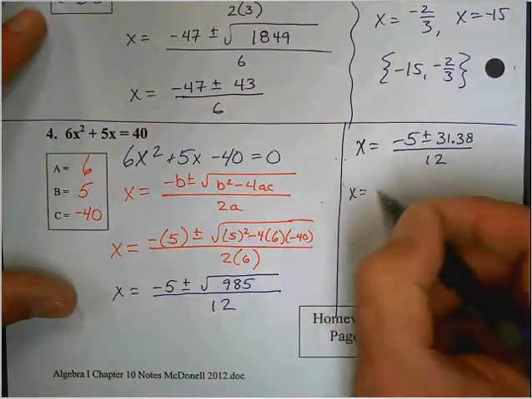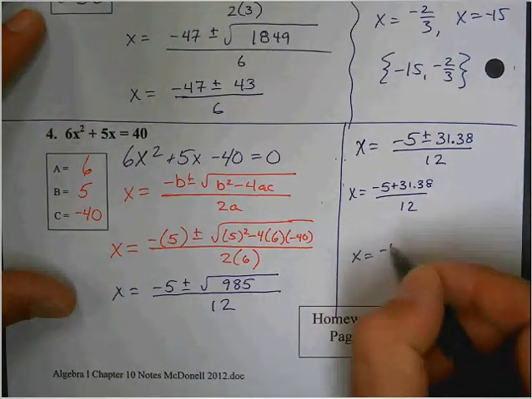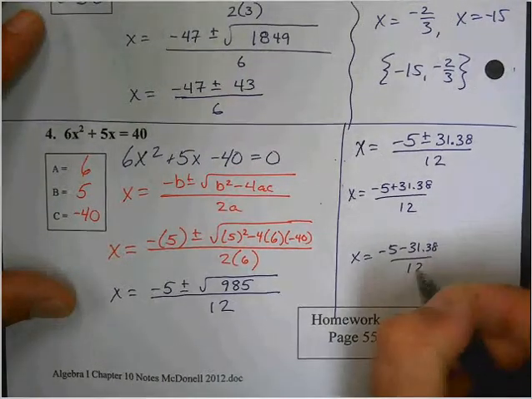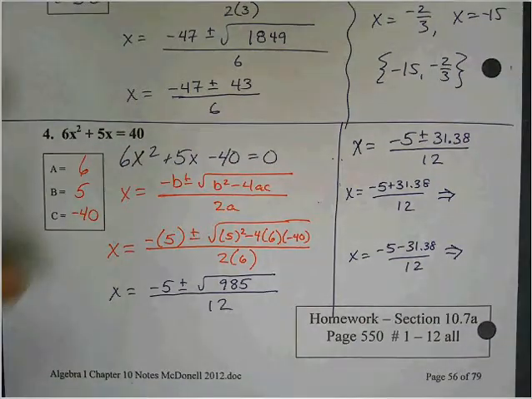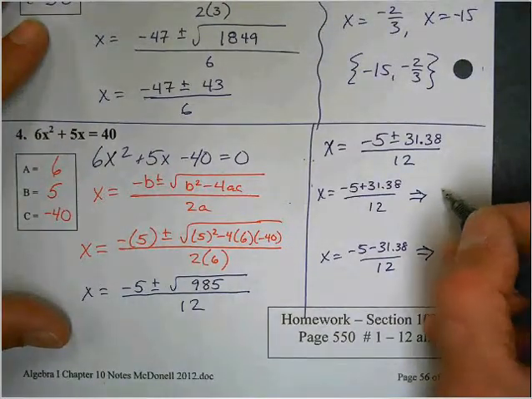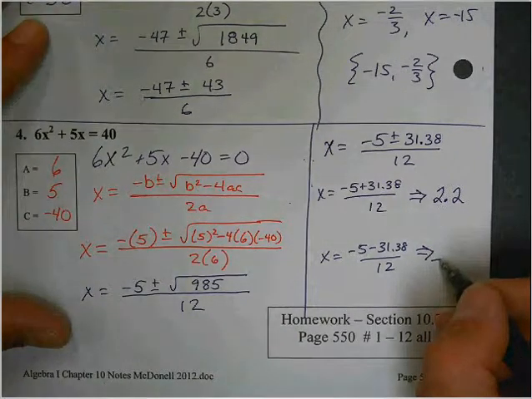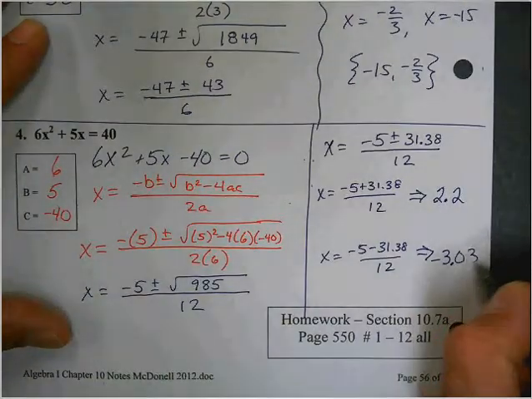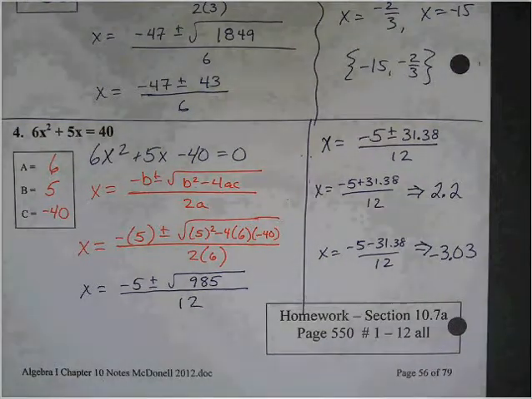So, break it up. Plus 31.38 over 12. Minus 31.38 over 12. What are my two answers? Go ahead and give them to me. Jess? 2.2. I heard 3 point what? 03? Can someone check her on those? I want to make sure we agree. Chris, is that what you got? Make sure you get those too, or something very, very close to them.